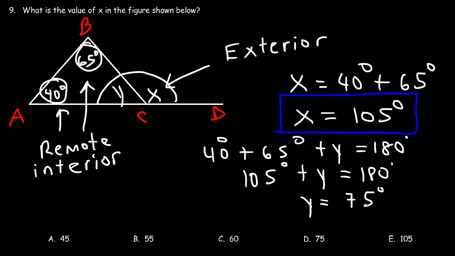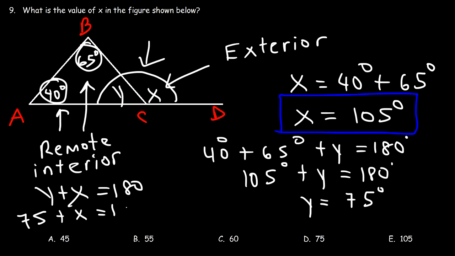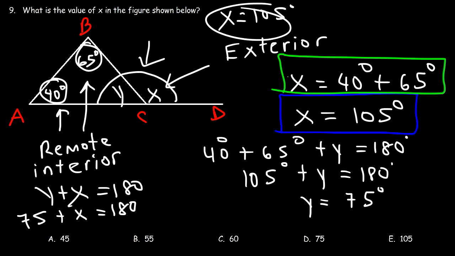Now x plus y has to add up to 180 because, as you can see, they form a straight angle. They're supplementary. Now we know that y is 75. So x has to be 180 minus 75, which means x is still 105. So you have two ways in which you can get the same answer, but if you know the exterior angle theorem, you could simply see that x is the sum of the remote interior angles. So therefore E is the right answer.